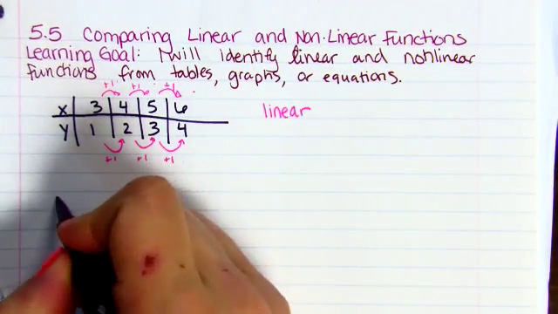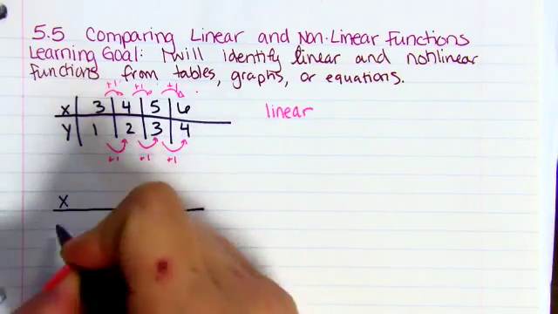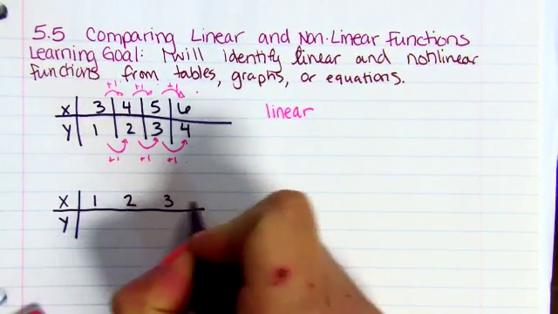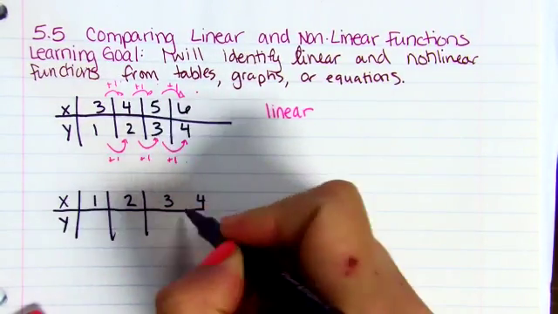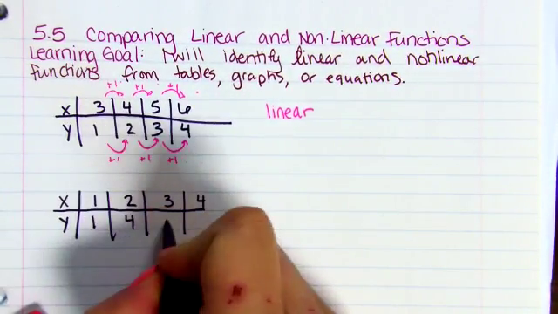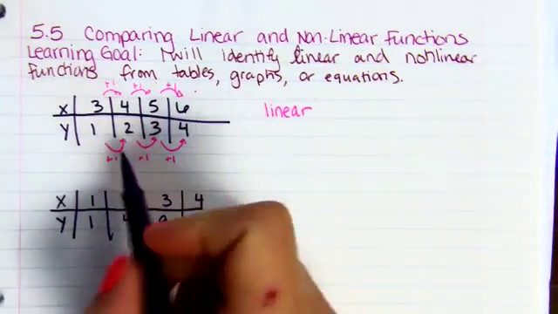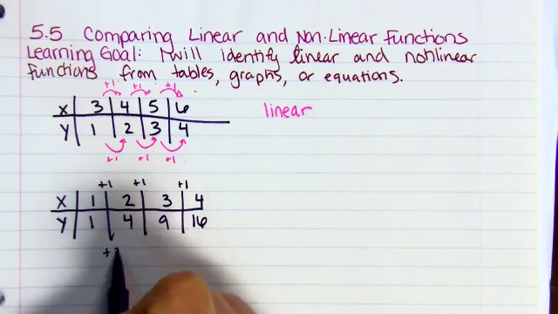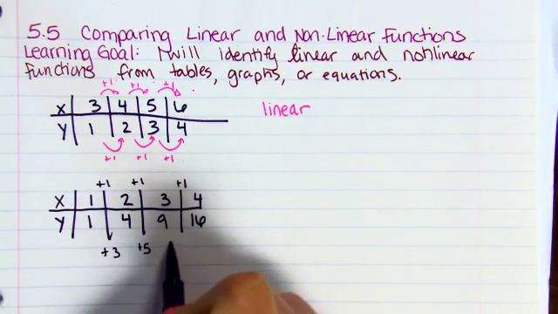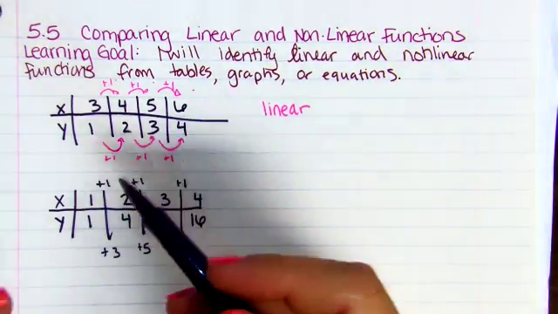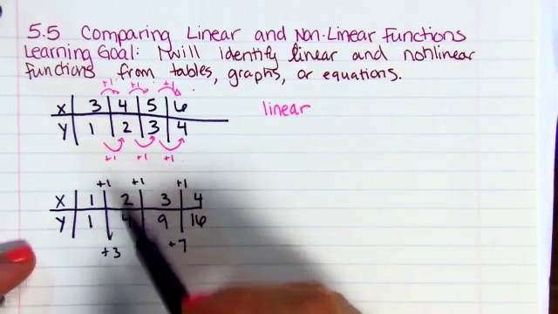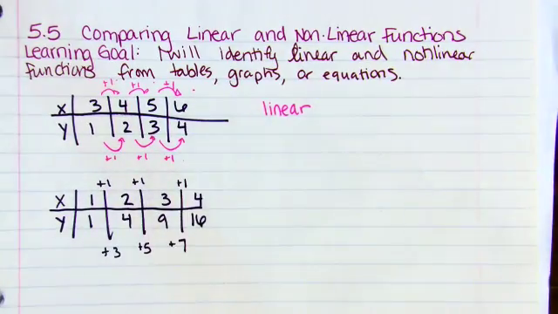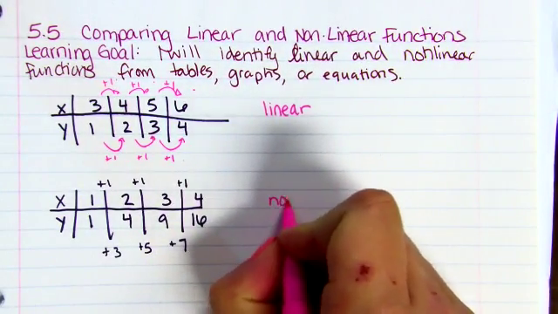Let's look at a different one, just so you can see what nonlinear would look like. So in this case, as x goes up by 1, my y goes up by 3, and then 5, and then 7. So if I were thinking about the slope in this case, the slope would be 3, and then 5, and then 7. That is not constant, so this would be nonlinear.